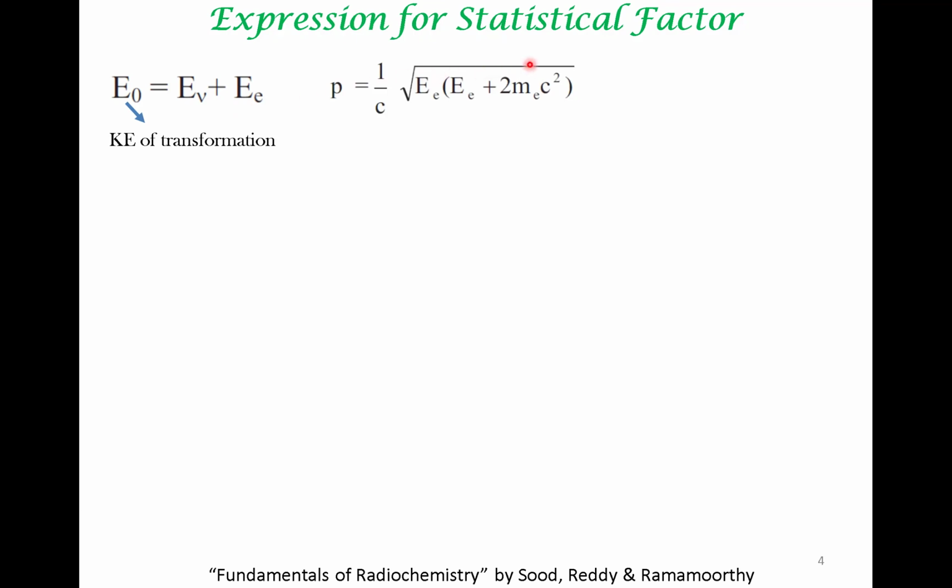So this is an expression that comes from relativity. We have explained why this is 2 m_e c squared in one of the previous lectures. So you have to get the momentum from the energy relationship. So this is an aspect of relativity. This is the momentum of the beta particle. This is the speed of light, and so on.